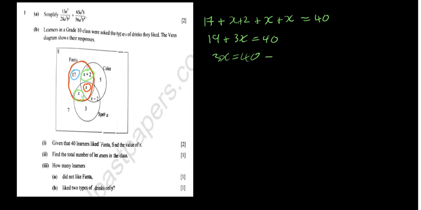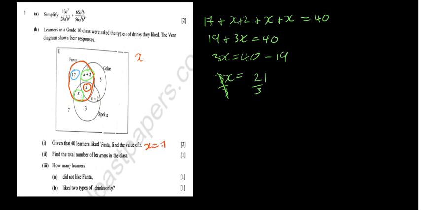40 minus 19. So minus 40 there, that's going to give us 21. So what it means here is that our 3x is going to be equal to, when you say 40 minus 19, we're going to get 21. So divide both sides by 3 there. So our x, 21 divided by 3, is going to give us 7. So we have now determined that our value of x, we can say x is equal to what?